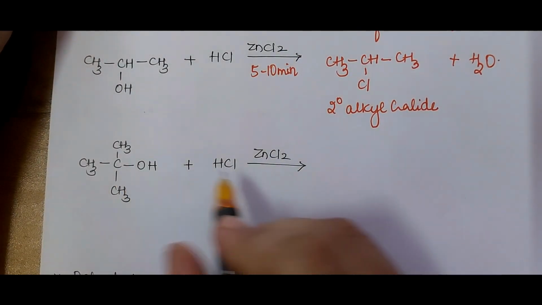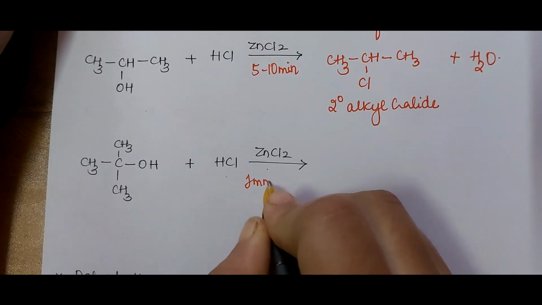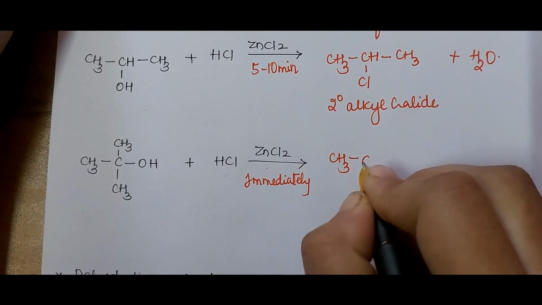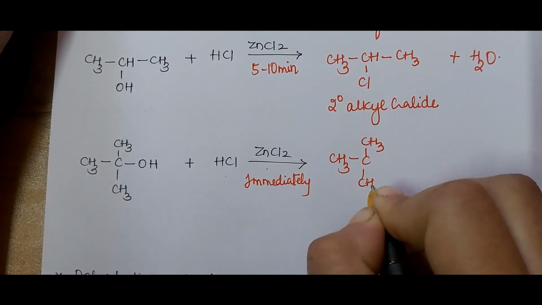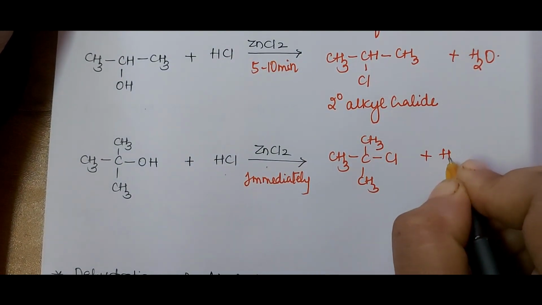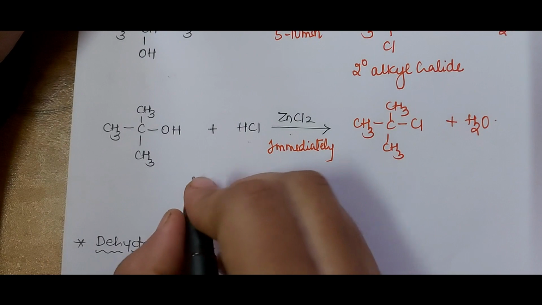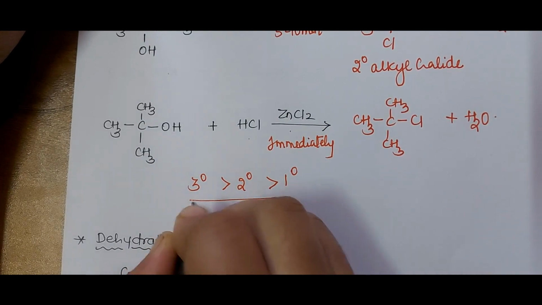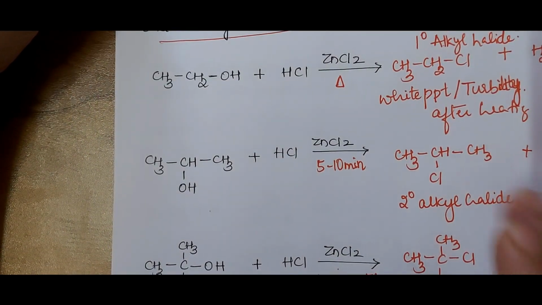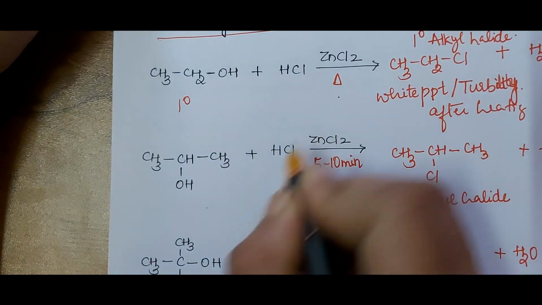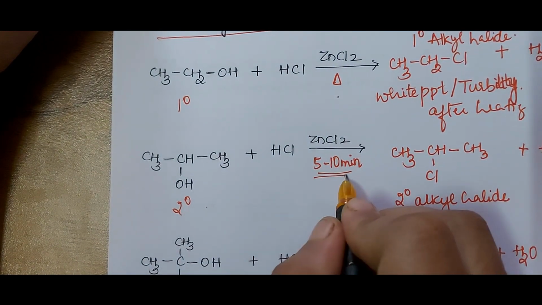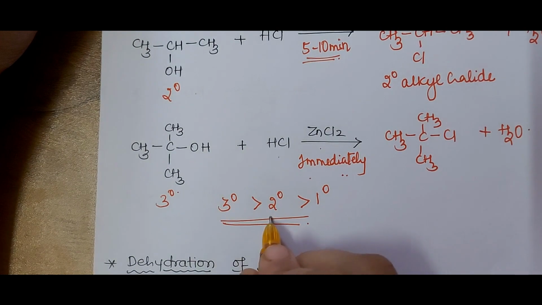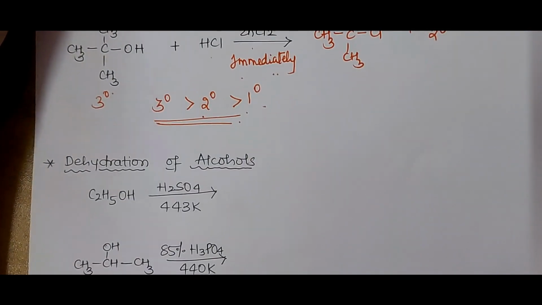And instead, if you take a tertiary alcohol with Lucas reagent, immediately as soon as you mix HCl in the presence of zinc chloride, you get a turbidity. Why? It is due to the formation of a tertiary alkyl halide. Along with it, the byproduct obtained is H2O. So primary alcohols on heating give turbidity, secondary alcohols after 5 to 10 minutes give turbidity, and tertiary alcohols give turbidity immediately. So we can say that tertiary are more reactive than secondary, and secondary than primary.